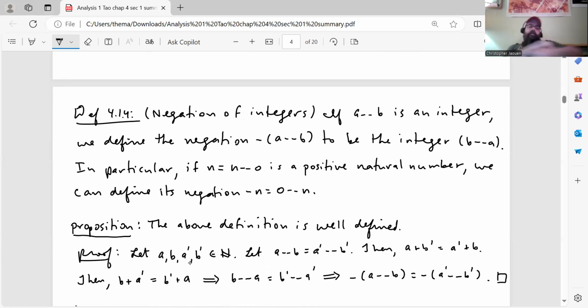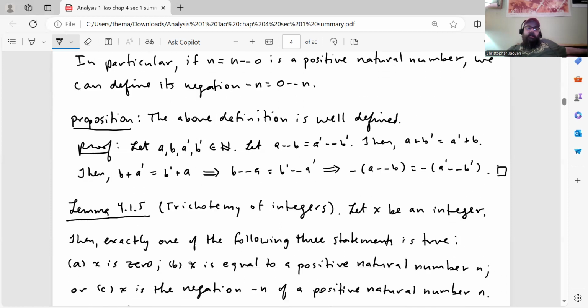Okay, we also next define another operation called negation of integers. So if a—b is an integer, we define the negation, minus (a—b), to be the integer b—a. In particular, if n equal to n—0 is a positive natural number, we can define its negation, negative n, to be the equivalence class 0—n. All right. Then we also show that that operation is well defined, which I do down here.